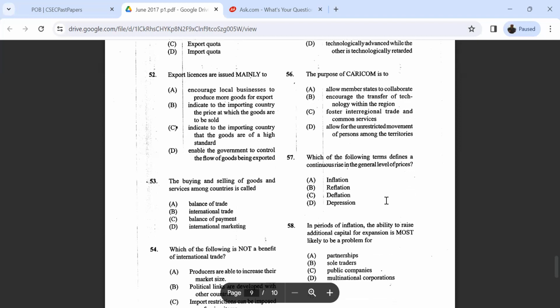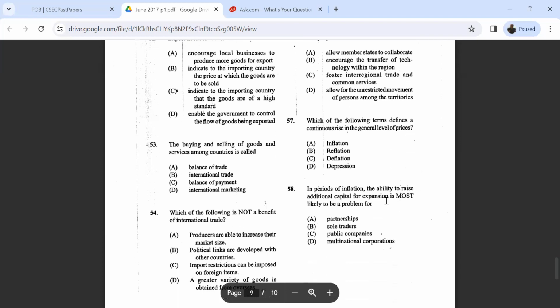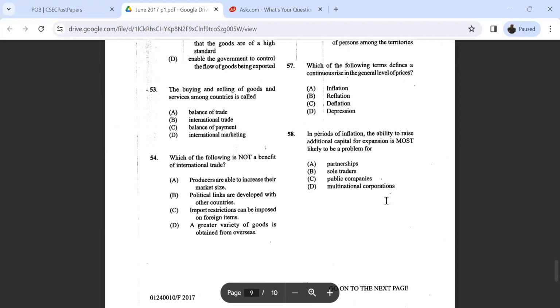Number 57, which of the following terms defines a continuous rise in the general level of prices? A, inflation. Very good. Yeah, inflation. You almost finished.